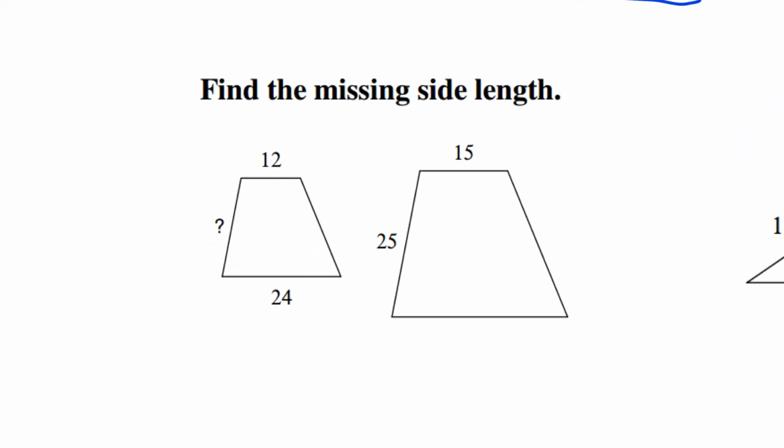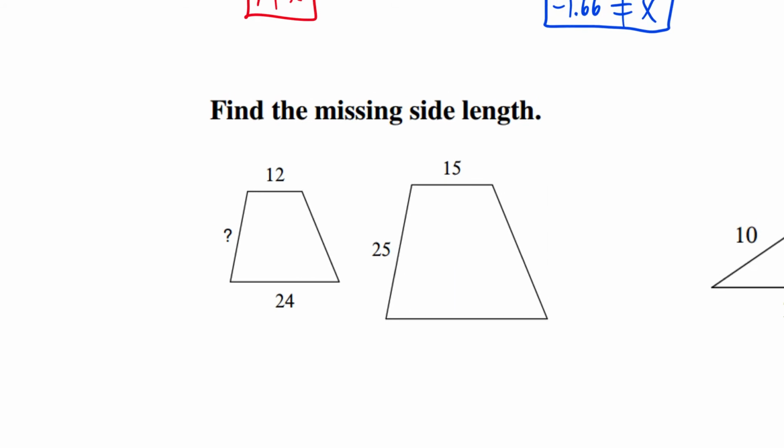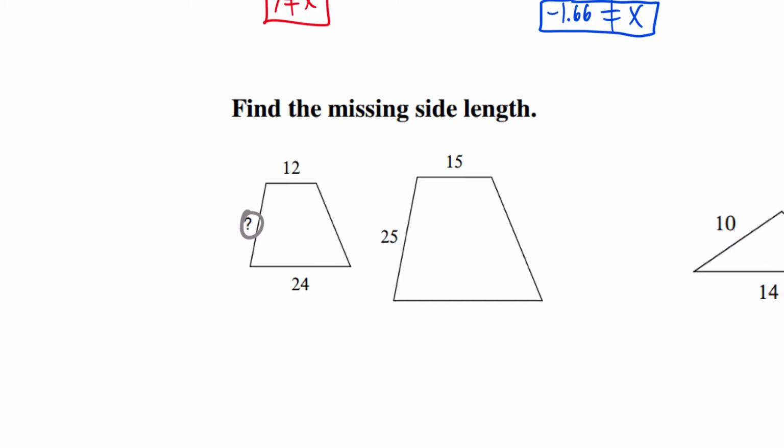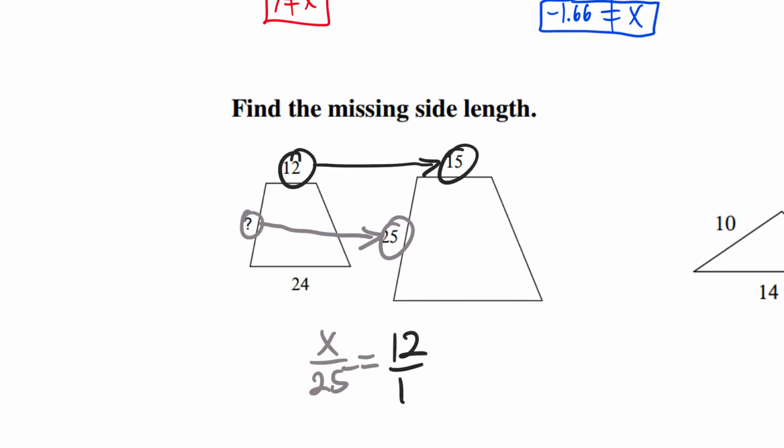Okay, so on this next one, we're assuming that these two are similar to each other. And I'm looking for this missing side. So which side matches up to that one on the other one? 25. So this missing side relates to the side that's 25. Okay, so the x relates to the 25 in the same way that the 12 relates to the 15. Okay?